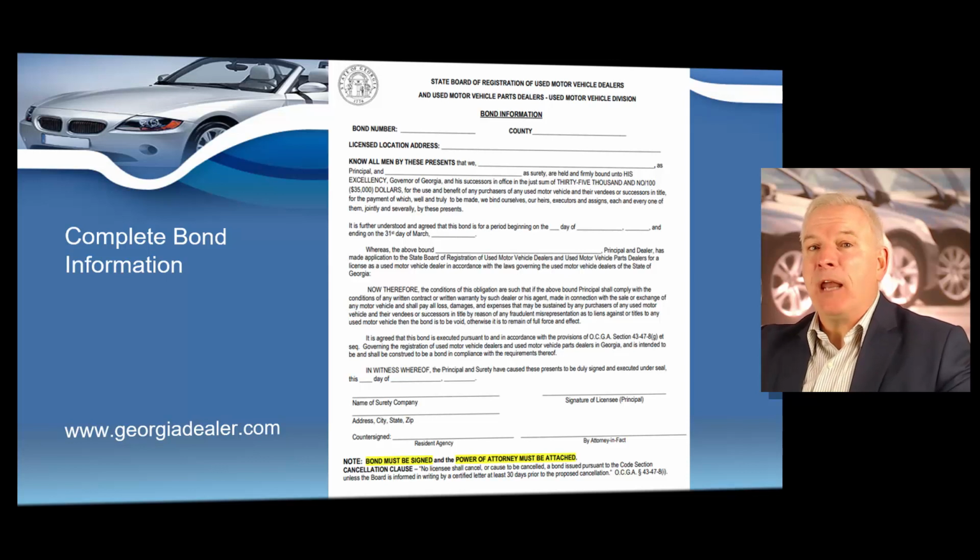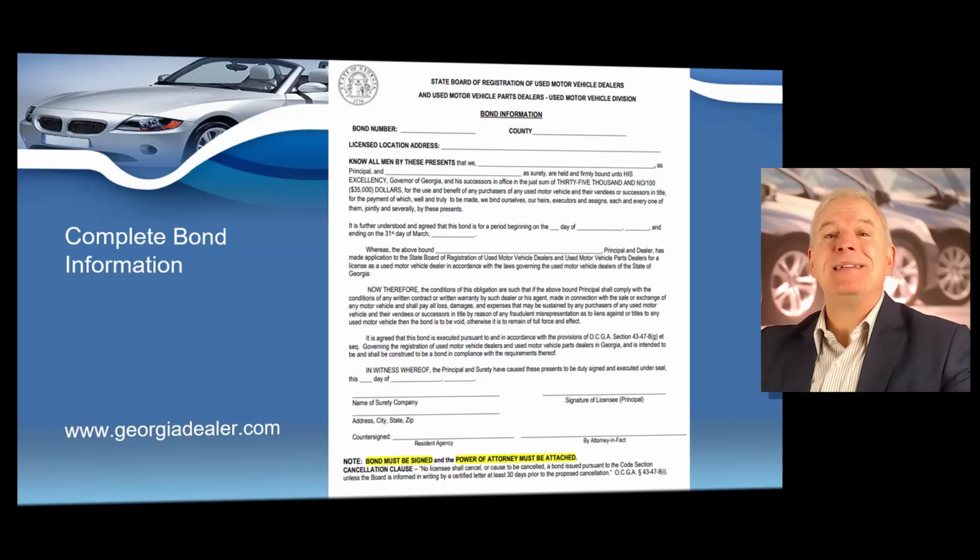And as it says at the bottom of this form, the dealer surety bond may never expire while your dealer license is in effect. All dealers must be bonded during the entire licensure period. You can never, ever let your bond expire if you have an active dealer's license. All Georgia dealers are required to be bonded.